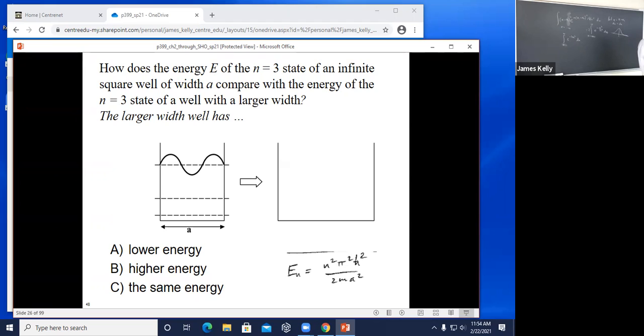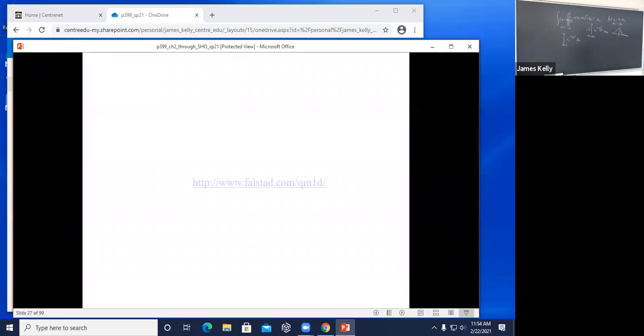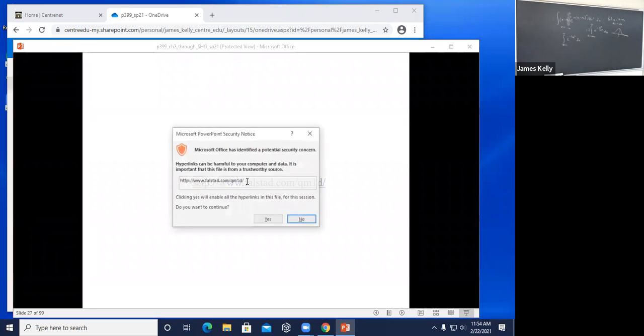Yeah, it looks like everybody's agreeing A, that it's lower energy, and I agree. Notice that what's important here is that A is the well width. As A gets bigger, each E_n gets smaller for each corresponding n. Right? Okay, let's look at that applet that I showed you before.